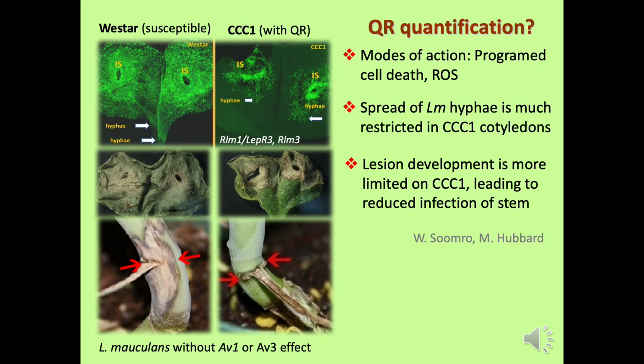So can we quantify QR with cotyledon or petiole inoculation? Often the modes of action for QR are different from those of major gene resistance.